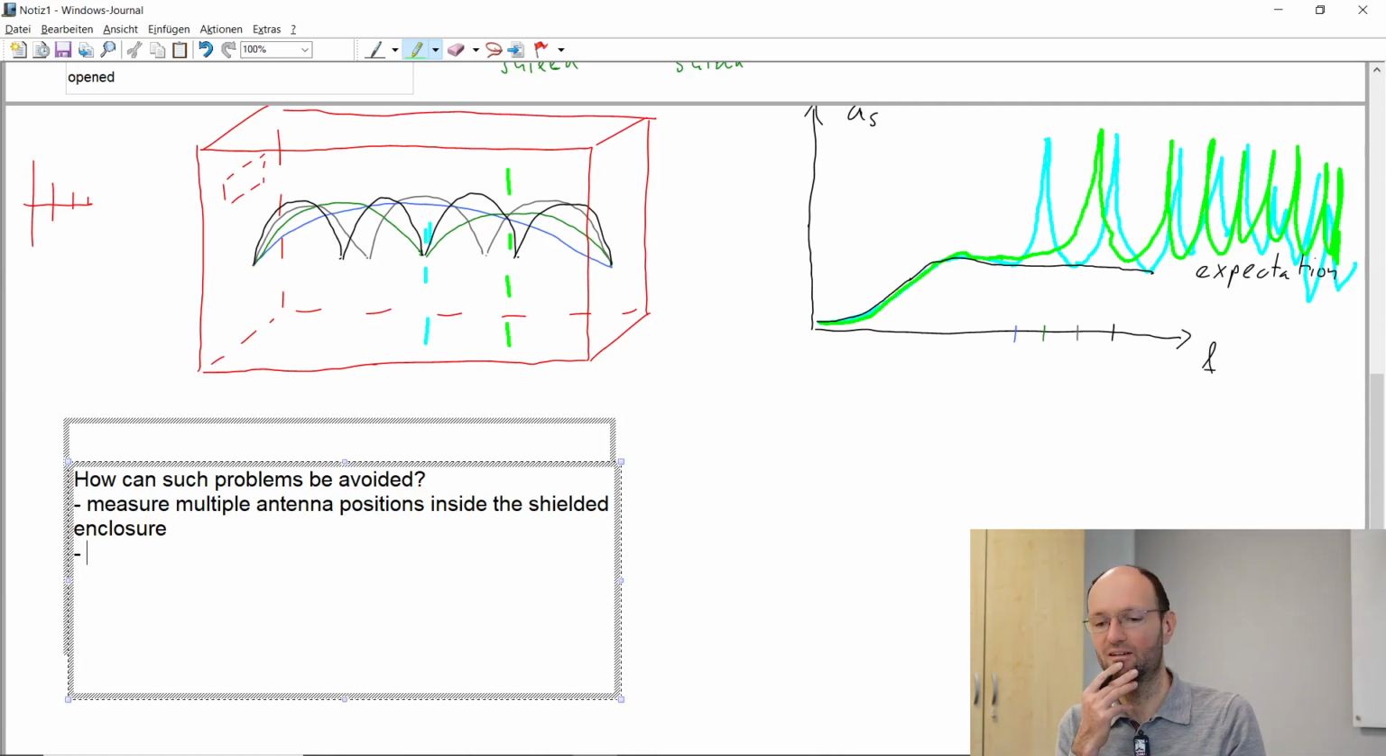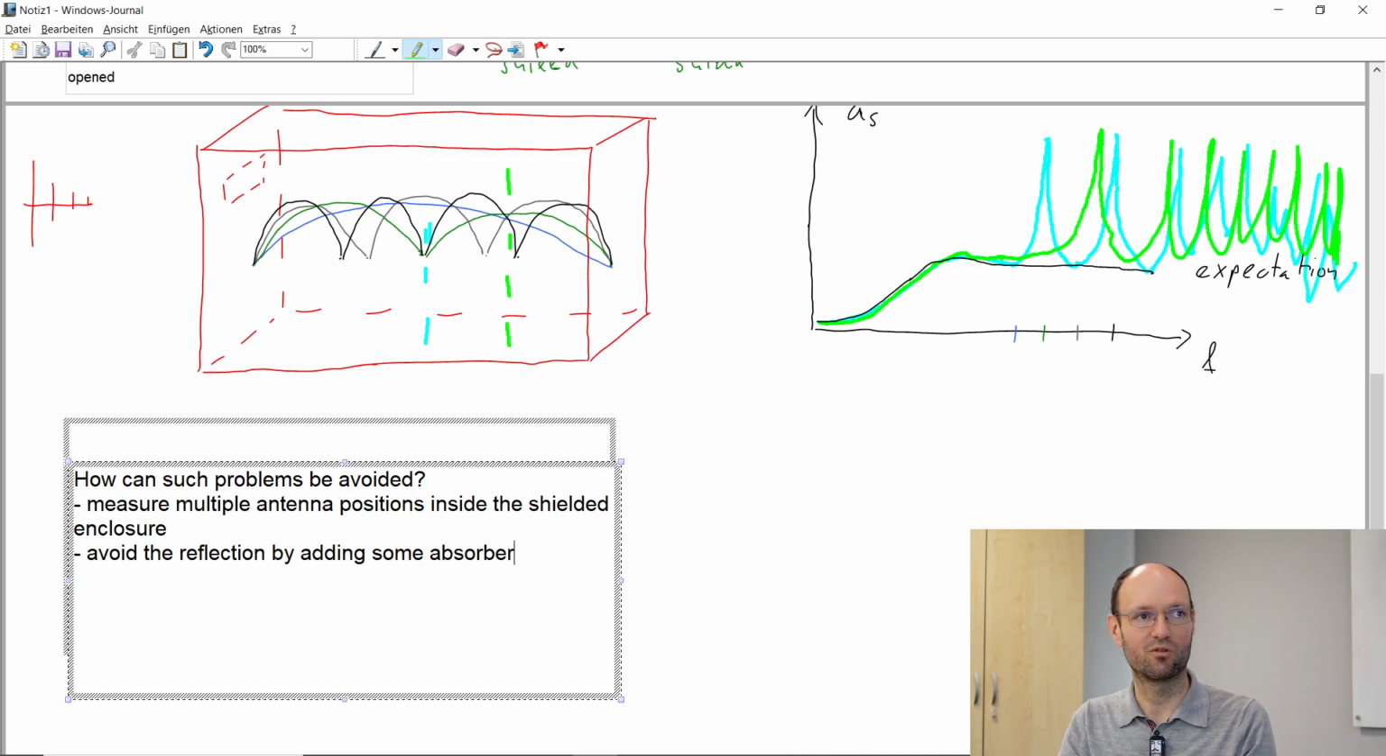So, other ideas? I mean, one problem is that we have this reflection here at the end. Or the reflection here. If we would not have the reflection, we also would not get a standing wave pattern. So what we could do is avoid the reflection by adding some absorbers or some absorbing material inside the shielded enclosure.